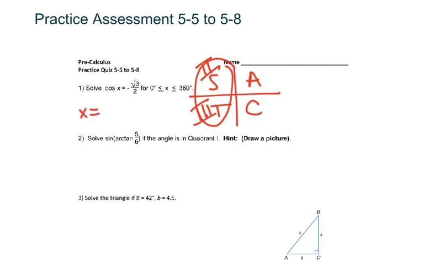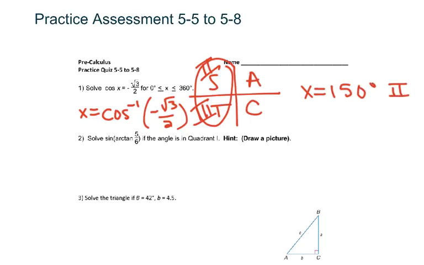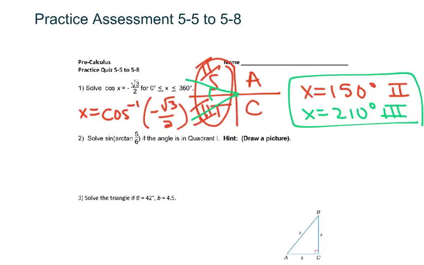Now, you solve this by doing in your calculator the inverse cosine of negative square root of 3 over 2, which is going to give you 150 degrees. And that's your answer in quadrant 2. But the calculator doesn't give you the answer in quadrant 3. You're going to have to find it. So you need to know what the reference angle is. 150 has a reference angle of 30 degrees. So the quadrant 3 angle, whose reference angle is also 30 degrees, is going to be at 180 plus 30, which is 210. And those are the 2 angles that if you take the cosine of them, you'll get negative square root of 3 over 2.